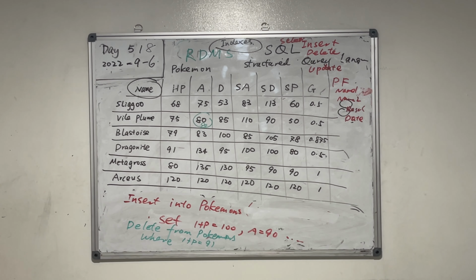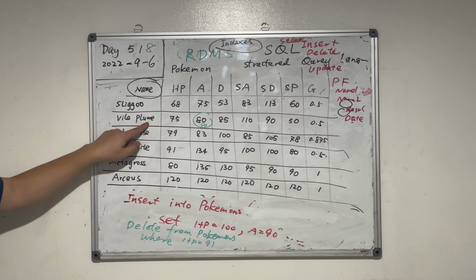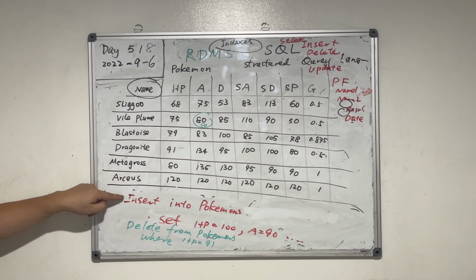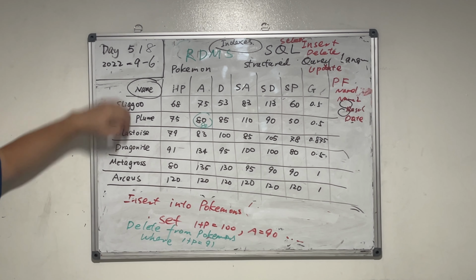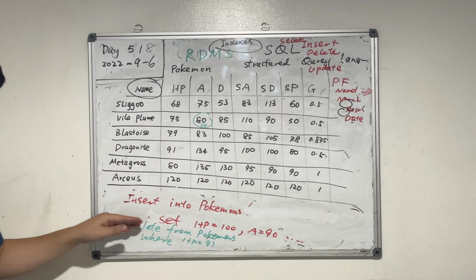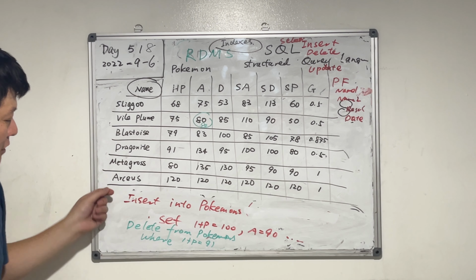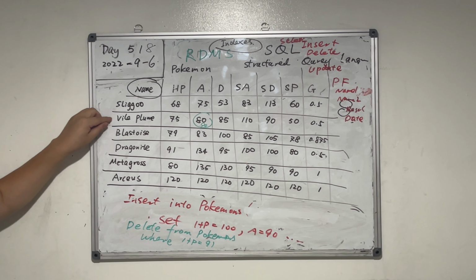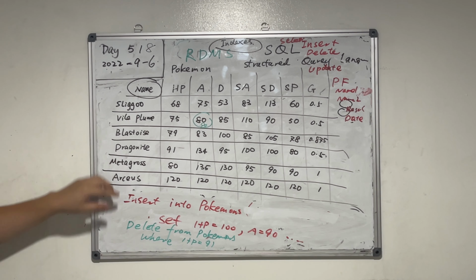Vileplume, okay. You can't put another Pokemon called the Vileplume here because this is the primary key. If we insert into Pokemon and set name equals Vileplume, the database will report an error. It will say, okay, we already have a Vileplume here. You can't tell me to add another record.